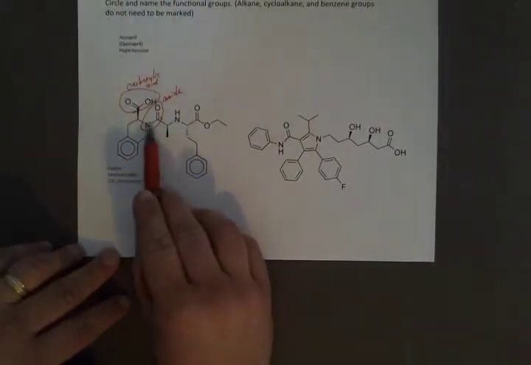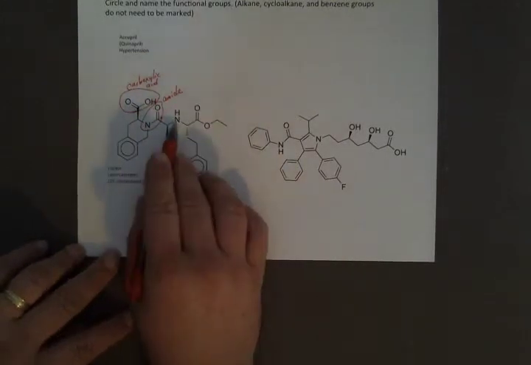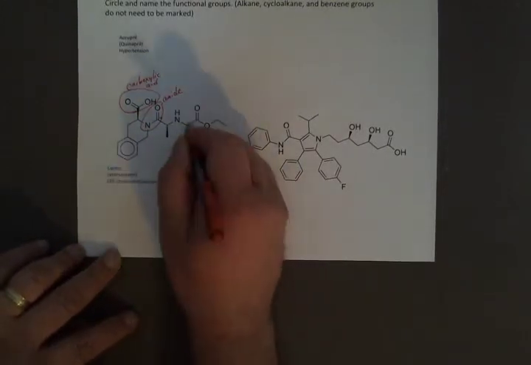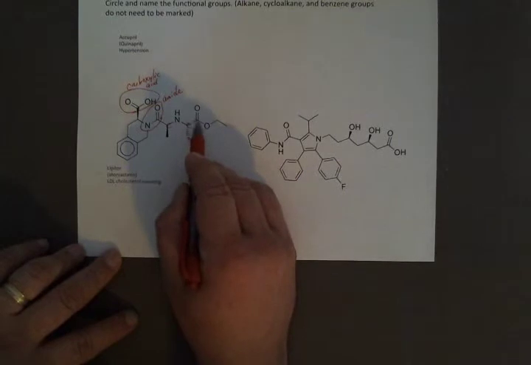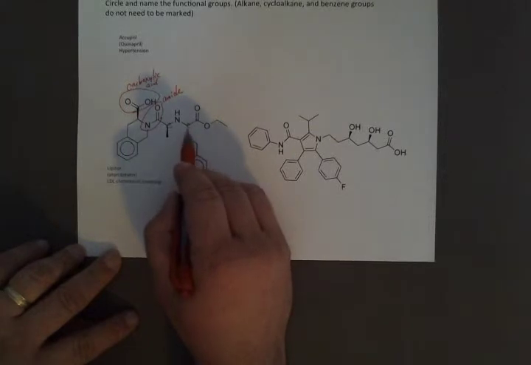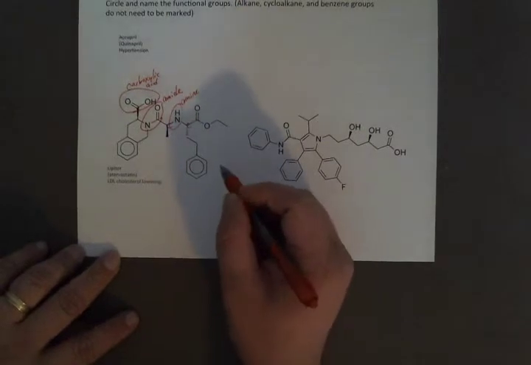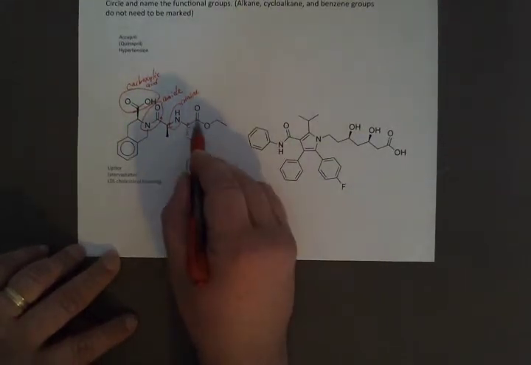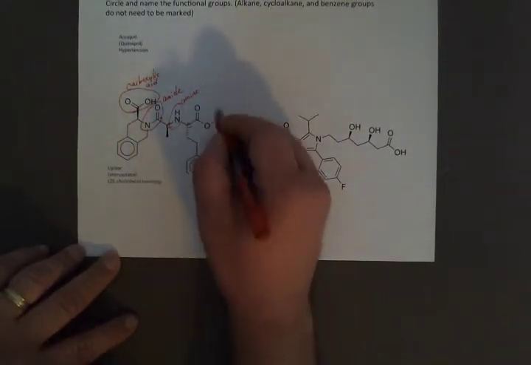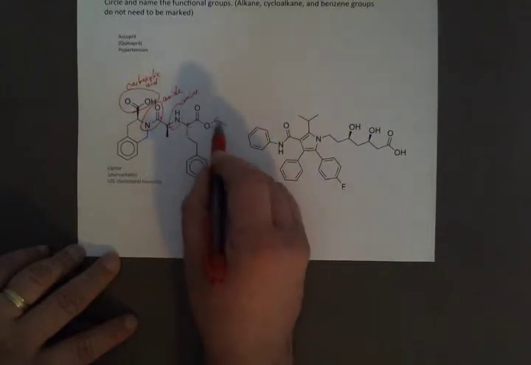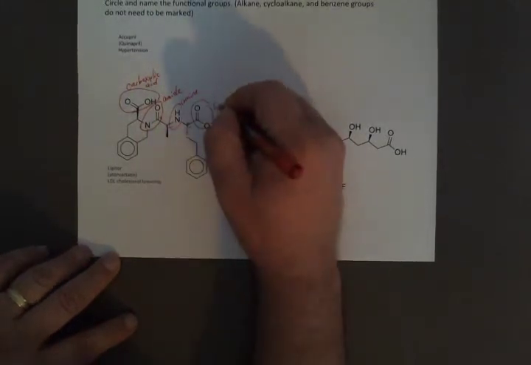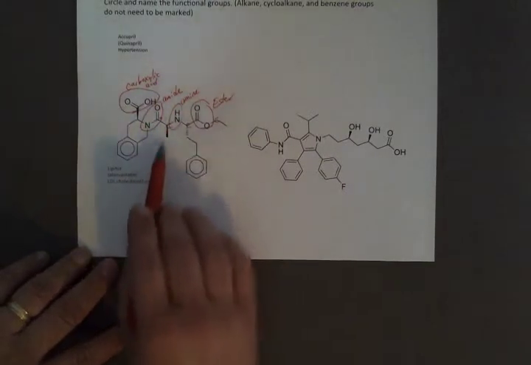Here we have a nitrogen, a C on one side and a C on the other. Notice how there is a C double bond O, but it's too far away. You would need to be right next to it. So this is actually an amine. This one here, there is a C double bond O, C on one side, and OC on the other. So this is your ester. So this is Accupril.